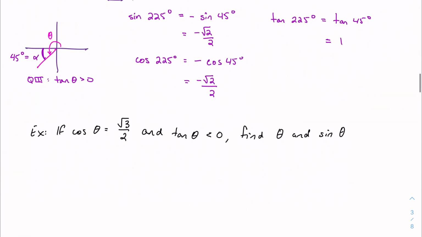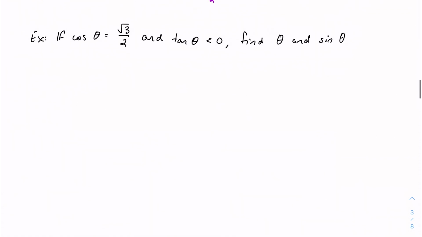The last thing I want to go over in this video is this last problem here. If cosine theta equals root 3 over 2 and tangent is negative, find theta and find sine theta. So let's just figure out where I am right now. I know that cosine is positive and tangent is negative. So it tells me that cosine is going to be the only positive function, so this puts me in quadrant 4.